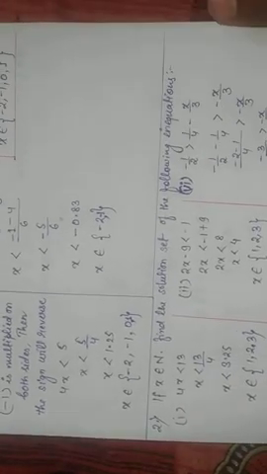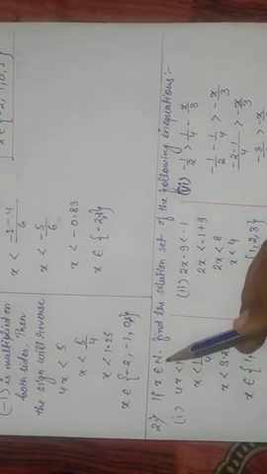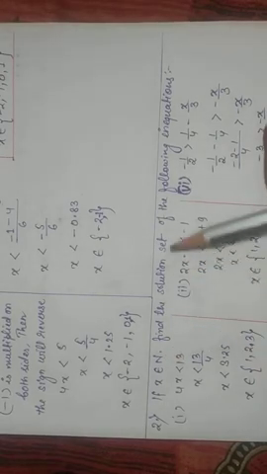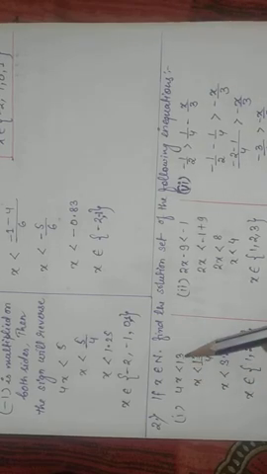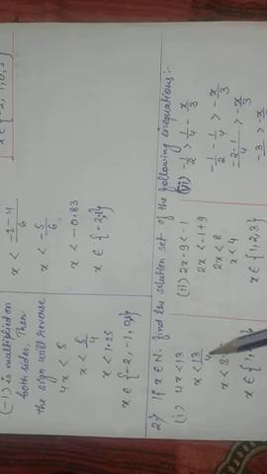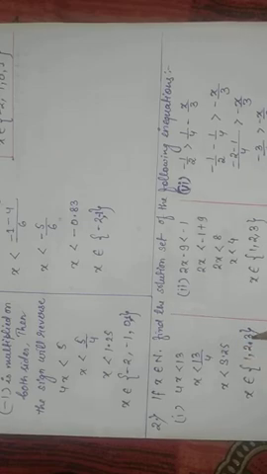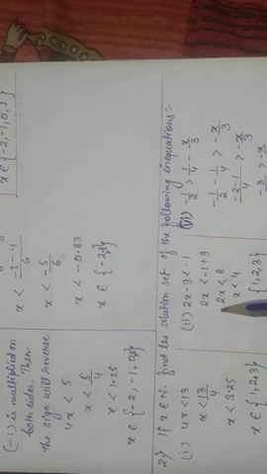Then question number 2. In question number 2, the solution set is x belongs to N. N means natural numbers. And natural numbers start from 1 and go to infinity. So 4x < 13. x < 13/4. So you will get x < 3.25. So the solution set will be, what are the numbers which are less than 3.25? The numbers are 1, 2, 3. So as question number 1, you will do question number 2 also.